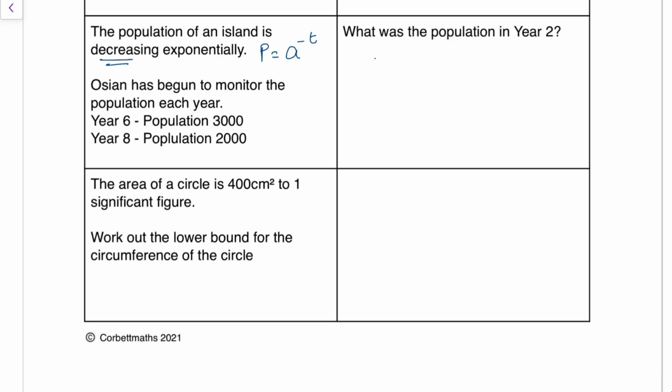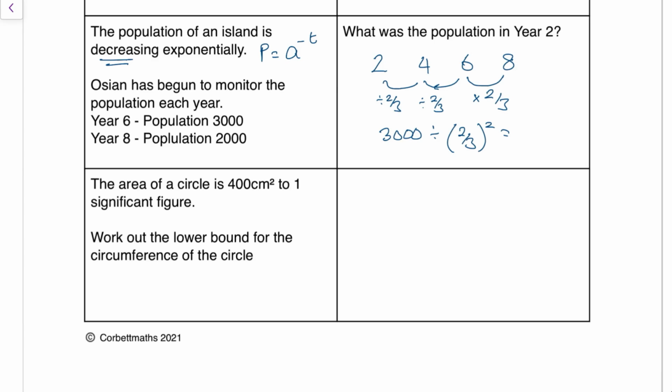So I know population 2, 4, 6, 8. To go from 6 to 8, I'm going to multiply by 2,000 over 3,000, which is 2 over 3. So in other words, to go this way, I'm going to divide by 2 over 3. And to go this way, I'm going to divide by 2 over 3 again. So I'm going to do 3,000 divided by 2 over 3 squared. Get my calculator out, and that's going to be 6750. Happy with that one. Looks reasonable.